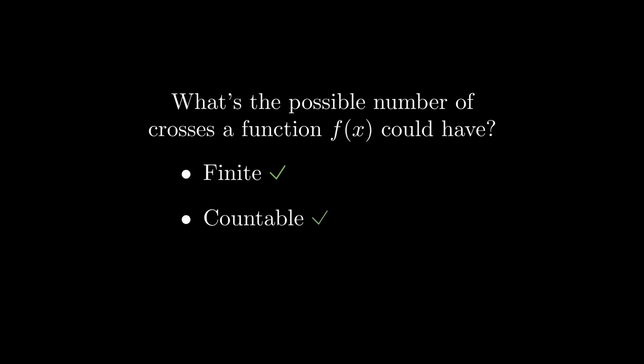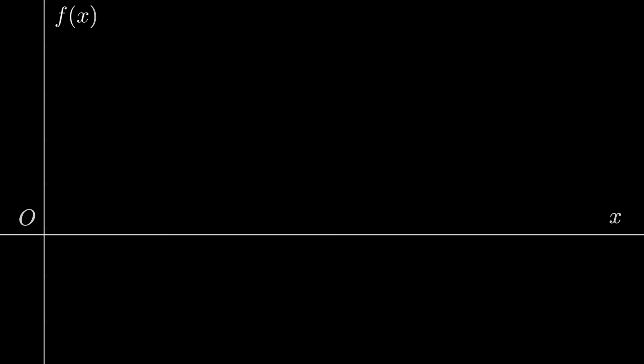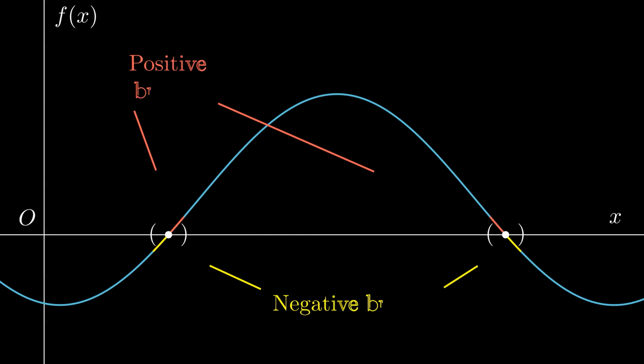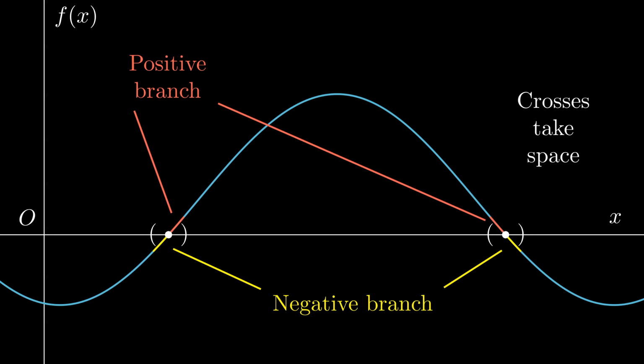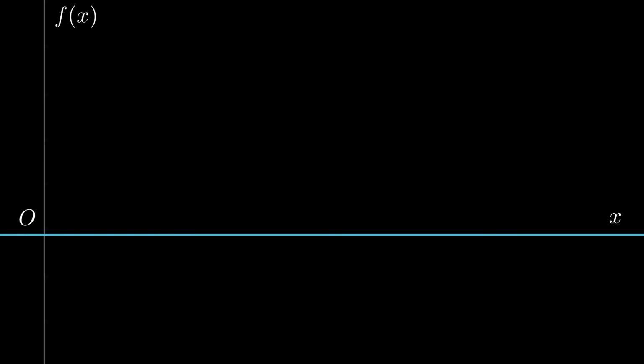Despite how quick we're able to find examples for the earlier cases, the question of whether there's a function with uncountable crosses is a lot trickier. For me, my first instinct when I see this question is that there's no way it's possible. Geometric intuition leads me to think that each cross will need to take up some space for the positive and negative branches, and having an uncountable amount of these spaces will just lead the function to collapse to 0. So I was genuinely very surprised to find that constructing such a function is possible.